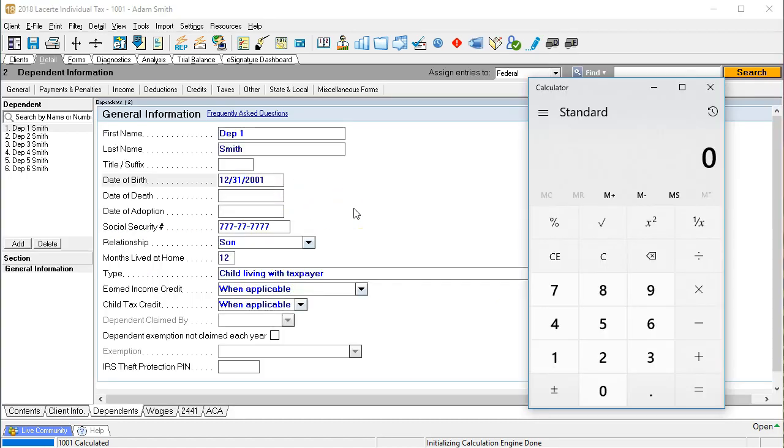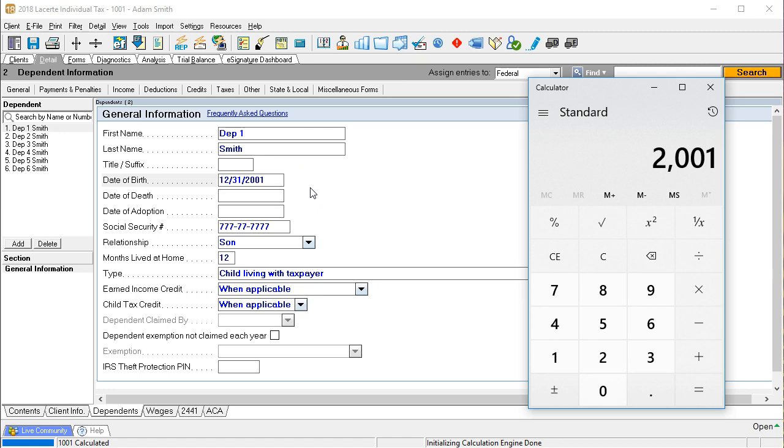Now let's change something else. We're going to say, all right, the relationship test, we're going to say son, that's clearly met for the child tax credit. But what about the age limitation? We said that was 17. So let's say we're tax year 2018 minus 17 years. So let's say that's 2001. Let's say they turn, I think that would mean 17.